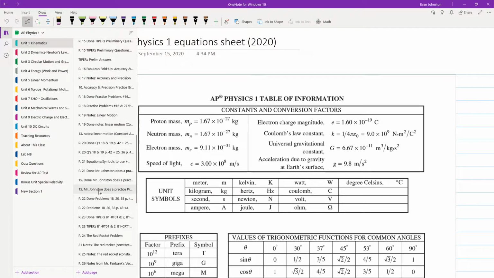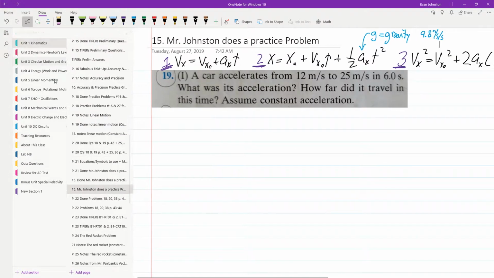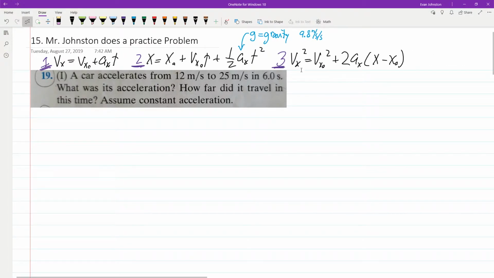And where are we now? There we are. So again, I just have my equations, and really we're just going to look at this first question. I wanted to speed up a little bit because some folks said I was going a little slow, and you can just pause and rewind as need be, all right? So a car accelerates from 12 meters per second to 25 meters per second in 6 seconds. What is its acceleration? So it's asking how quickly is it speeding up? And then it also says, how far did it travel? So it's asking for two things here.